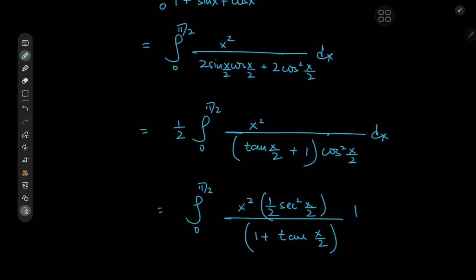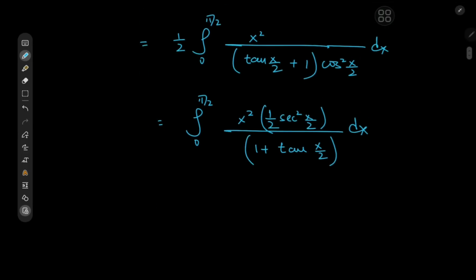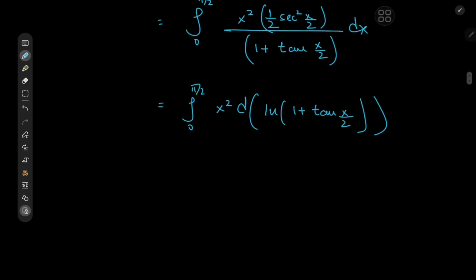And now we have a suitable structure for integration by parts, because notice that we have the function in the denominator, that's 1 plus tangent of x by 2, and its derivative would be 1/2 of secant square x by 2. So that means we have the integral from 0 to pi by 2 of x squared d log of 1 plus tangent x by 2. And all that's left now is to perform integration by parts.